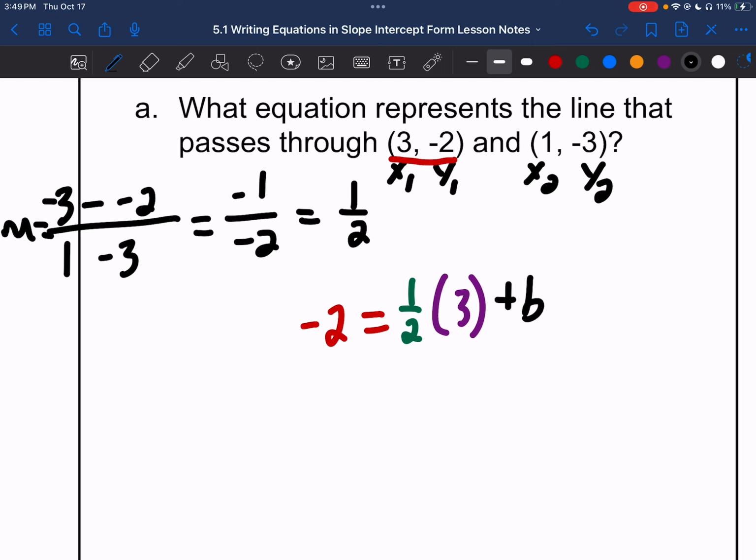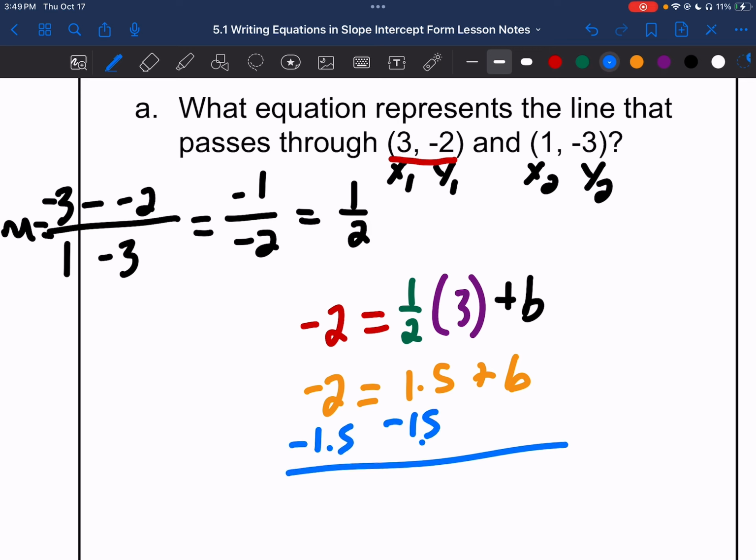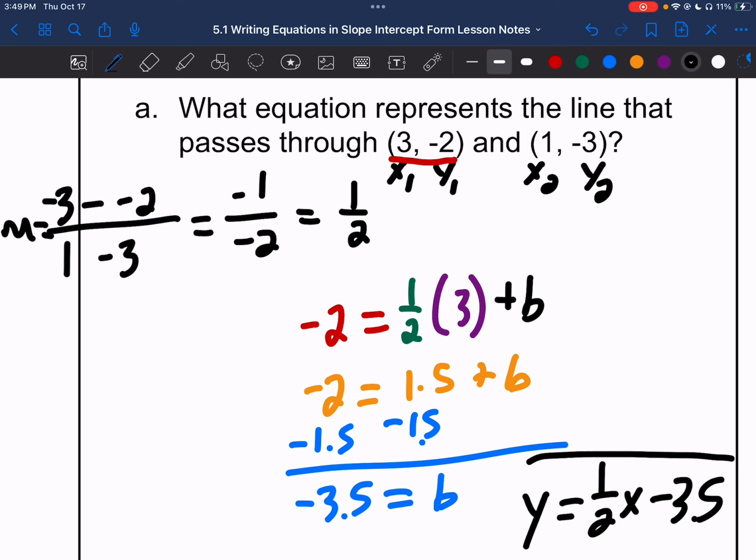Now we're going to go ahead and do that math. We're going to do that multiplication. We have -2 is equal to 1/2 times 3 is 3/2, otherwise known as 1.5, plus B. Our final step, subtract 1.5 from both sides, and we get -3.5 is equal to B. So our equation is y equals 1/2 x minus 3.5. That's 3.5, not 35.